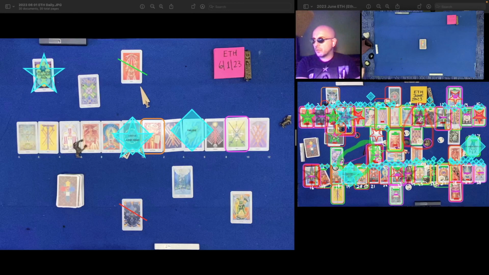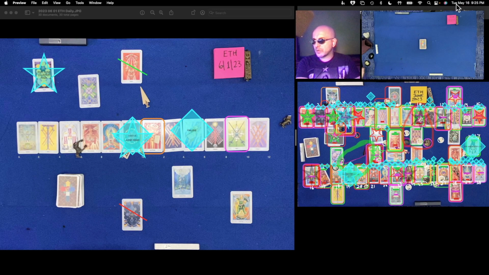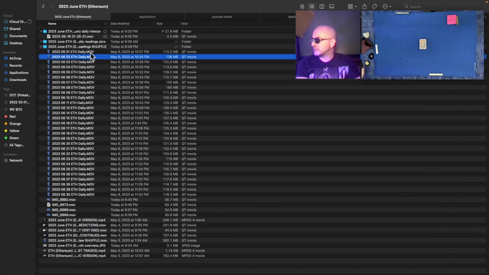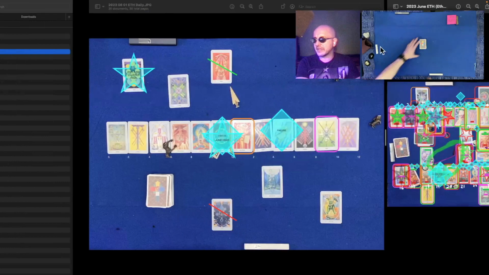This is the Ethereum one-day reading for June 1st, 2023. It's currently May 16th, 2023, 9:25 p.m. Eastern Time. The shuffle file for June 1st Ethereum reading was created on May 6th, 2023 at 10:27 p.m. Eastern Time. That's this video right here.